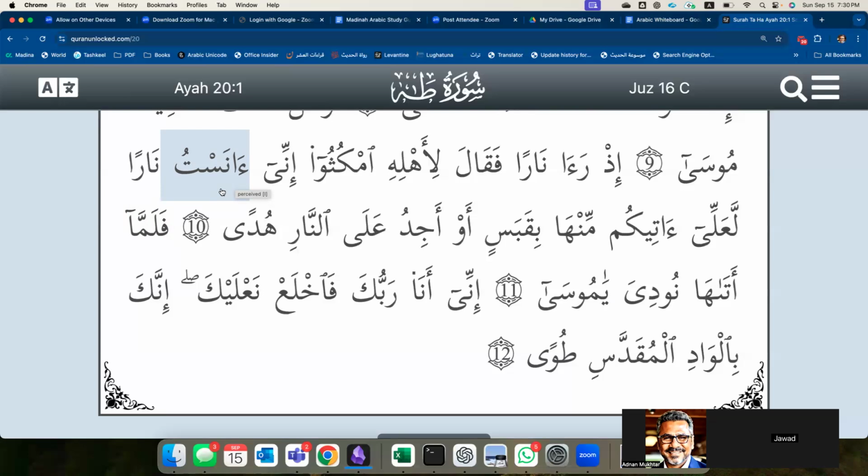So he says, let me go check it out. لَعَلِّي آتِيكُم مِّنْهَا بِقَبَسٍ, so I can get some of that light for us, because it's really dark. It must be a moonless night. أَوْ أَجِدُ عَلَى النَّارِ هُدًى, or I can find some guidance from the fire. It's so beautiful. Musa alayhi salam did find guidance from the fire, did he not? From that light? Yes, subhanallah.